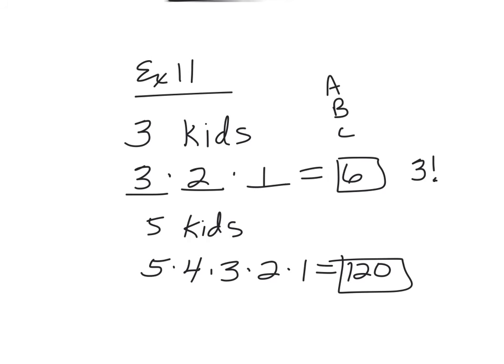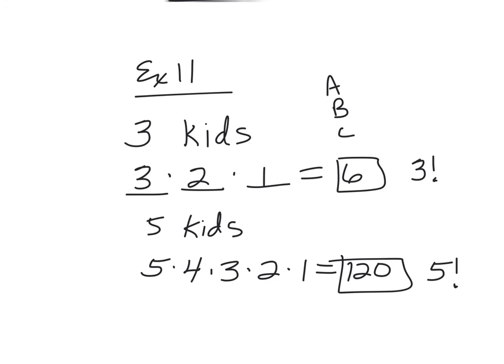Yeah, well, we haven't got to our problem yet. I said we were working a simpler problem first. We're trying to get a feel for what's happening here before we go back to the 13. So 3 kids ended up being 3 factorial. 5 kids ended up being 5 factorial. So what do you think 13 is going to be? It's going to be 13 factorial.